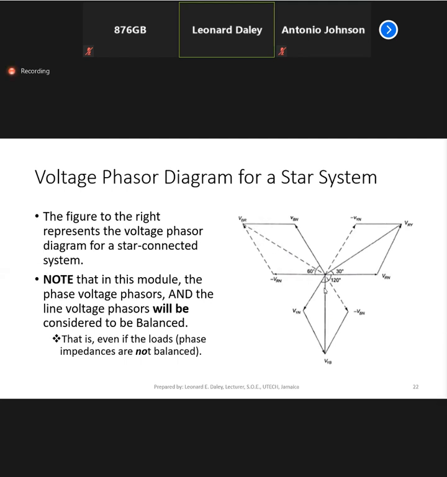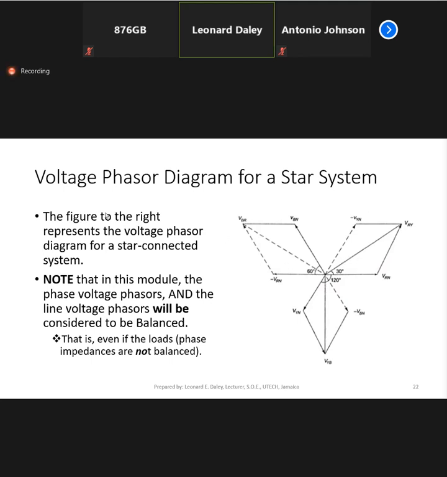All right, measuring this way, at 150 degrees. So if you look at it between 30 and 150, that's 120 degrees. Between 150 and 270, that's another 120 degrees. So between the line voltage phasors, you have 120 degrees. And between the 270 and the 30, you also have another 120 degrees. So the line voltage phasors are also showing that they are 120 degrees apart.